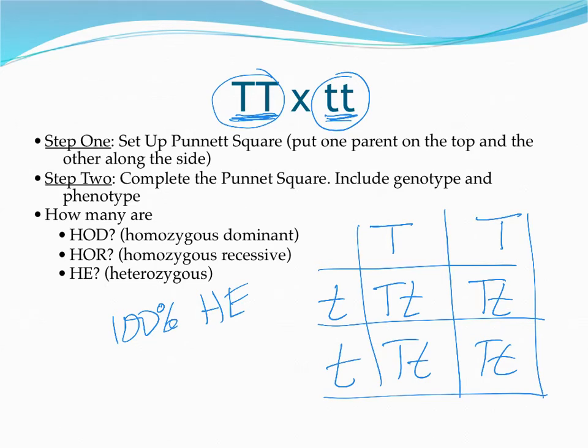So when we're looking for the genotype and phenotype of the offspring, we're getting 100% heterozygous, and these would all take on the dominant trait, which would be uppercase T. In this case, if we're dealing with Mendel stuff, it would be for a tall plant. Let's do another example here. This one, we're going to have one parent that is heterozygous for a trait, and the other parent that is homozygous recessive for the trait.